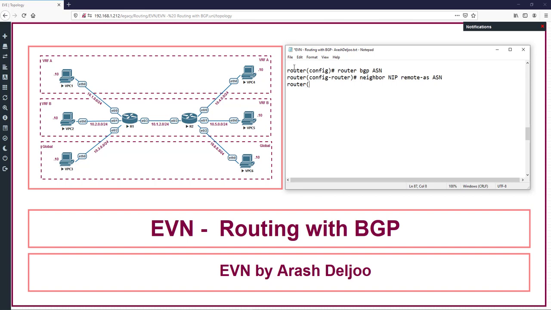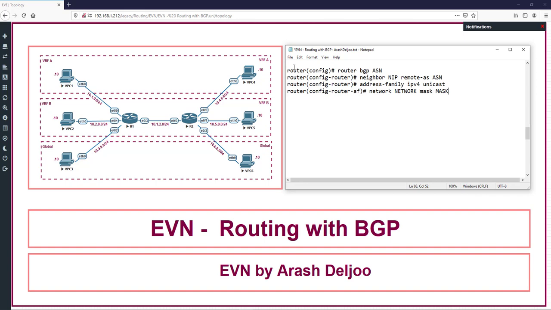The neighbor IP remote AS command is for the global VRF, with a remote AS number. If you want to advertise a network, you can use the network command or the redistribution command. For the address family, we configure address family IPv4 unicast without the VRF keyword. This is the router config router AF mode, where AF means address family. Then using the network statement, network, and then the subnet mask.